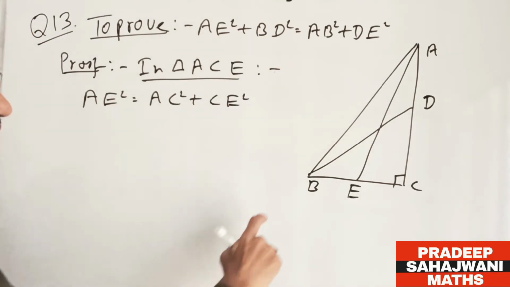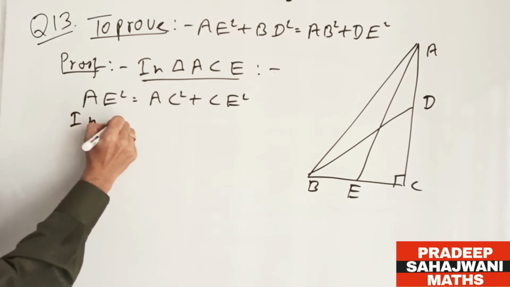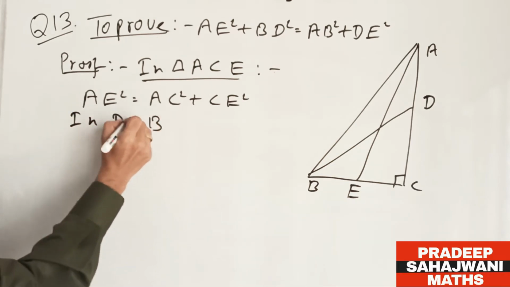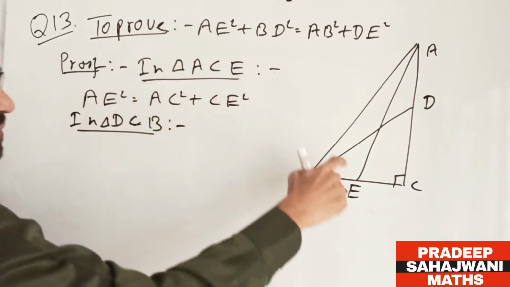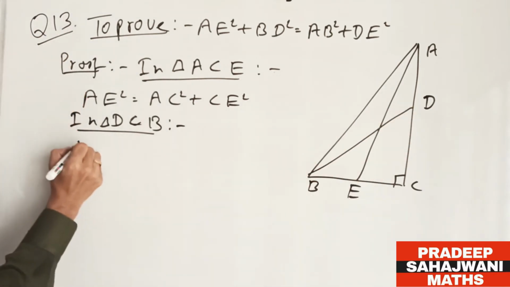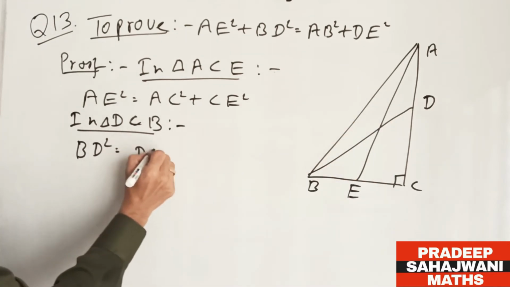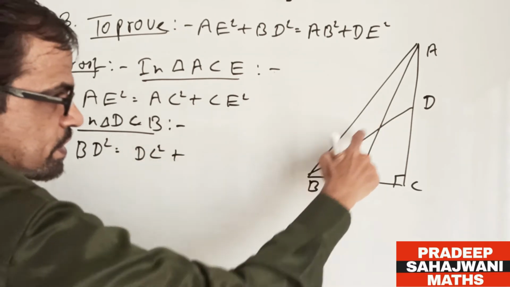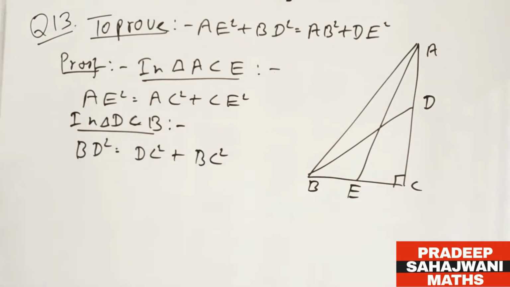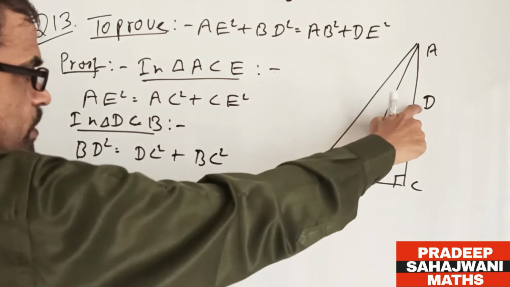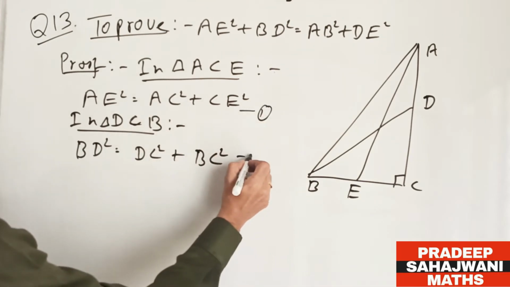Now we need the BD square. So BD falls in triangle DCB. So we will write in triangle DCB, how can we use the BD? BD square is equal to DC square plus BC square. Okay, student? Listen, BD square is equal to DC square plus BC square using the Pythagoras. So this is equation number 1 and this is equation number 2.